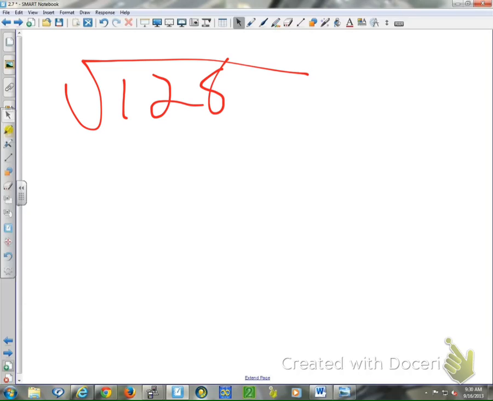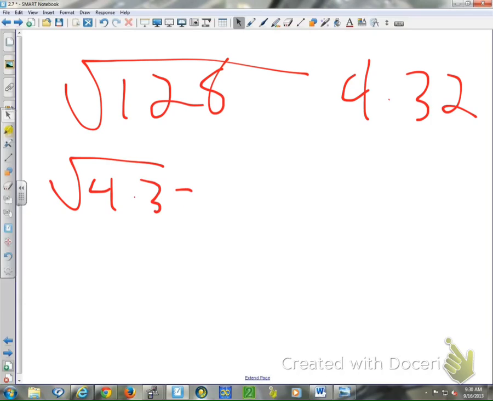Now again, let's just worry about the perfect squares. What's the first perfect square we should try? You're always just going to skip 1, because 1 doesn't really help you. Is 2 a perfect square? No. But 4 is. So let's try 4. What's 128 divided by 4? 32. So we can do this: 4 times 32. What's the square root of 4?